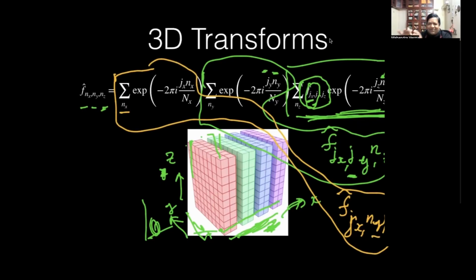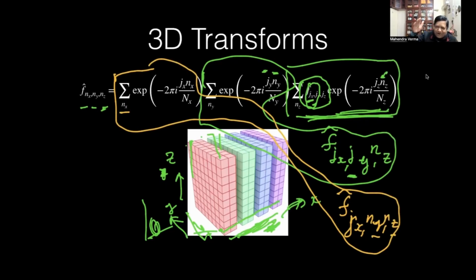Now I'm basically going from three-component real space to two-component real and one Fourier, then one real and two Fourier, and finally everything is Fourier: nx, ny, and nz. So it was three sums.